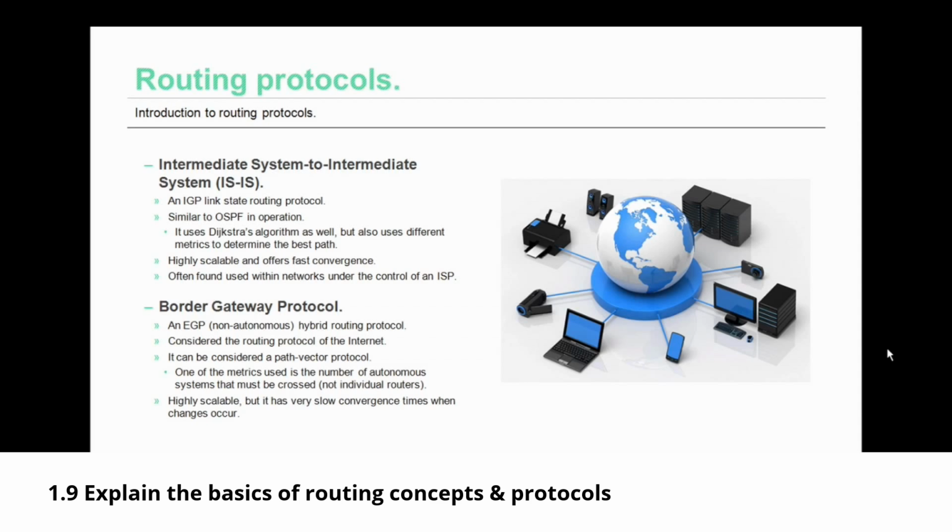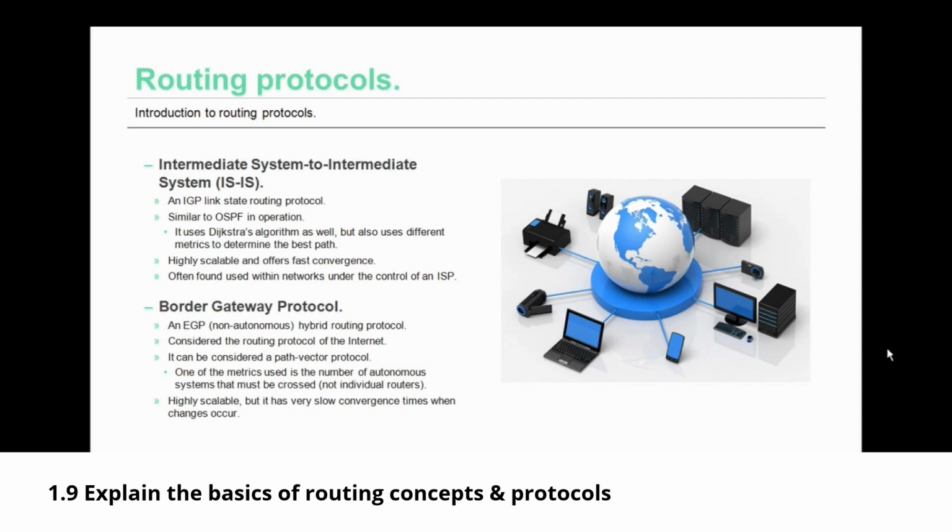Next up, intermediate system to intermediate system, or ISIS. ISIS is a link state routing protocol like OSPF, and similar to OSPF, it too uses the Dijkstra algorithm, but it uses different metrics to determine the best path. ISIS is highly scalable and offers fast convergence. ISIS is often found within networks under the control of an internet service provider.